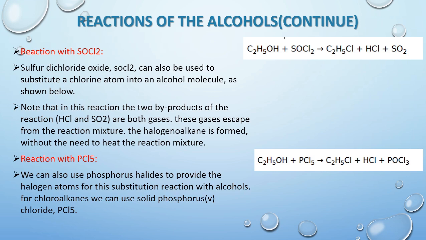Next reaction is reaction with SOCl2 and PCl5. In all these reactions, we are adding a chlorine atom to the alcohol and converting it into a halogenoalkane. You can see in the first one here, the alcohol reacts with SOCl2 with the formation of halogenoalkane and HCl and SO2. This is important, what's going to form at the end. Here alcohol reacts with PCl5, again halogenoalkane, HCl and POCl3.